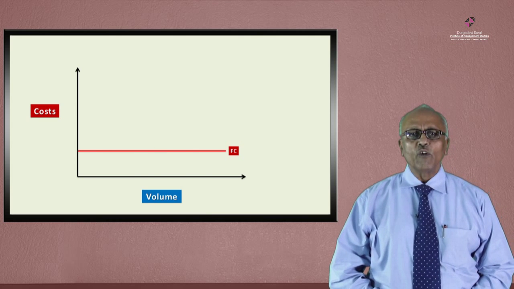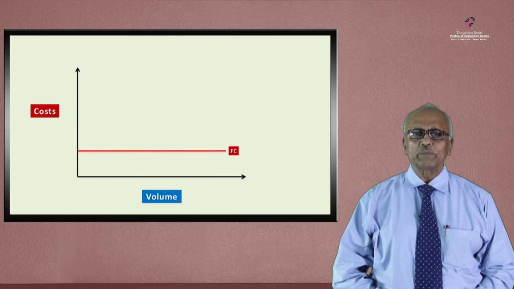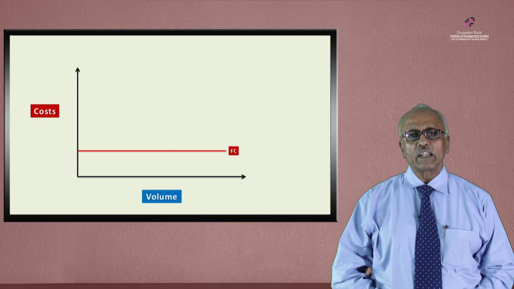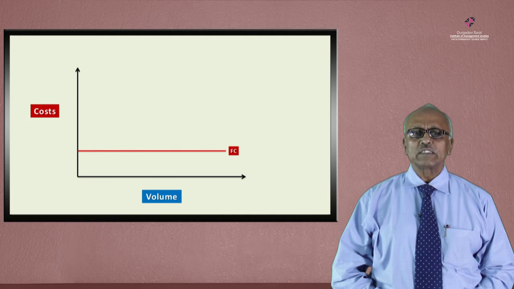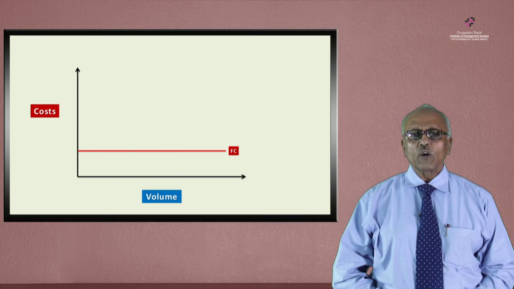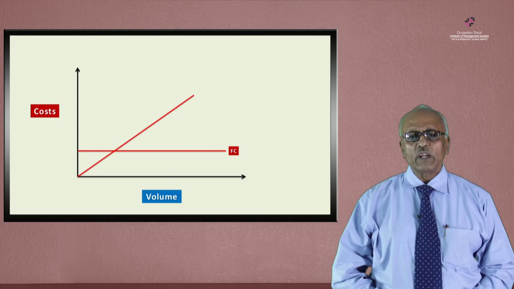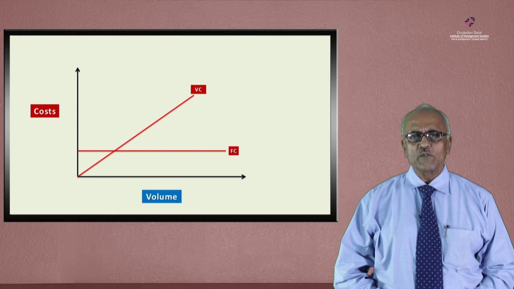As I explained before, the variable cost is proportionate to the number of units manufactured. So when you manufacture nothing, your variable cost is 0. When you manufacture 100 units, your variable cost will increase proportionately. If you manufacture 1,000 units, it will increase even further, and so on. So variable cost is depicted by a sloping line starting from the origin 0, and we denote this as VC.